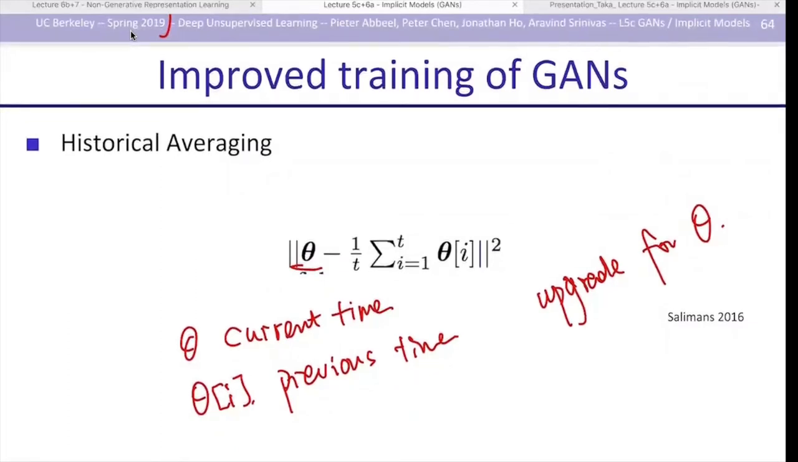Because normally people use the SGD to update all the theta parameters and then train. That's the most popular way to do it. SGD is another optimizer.